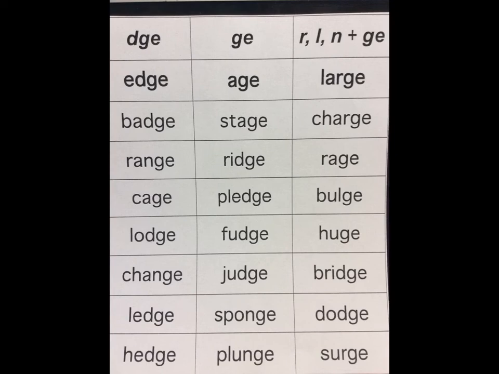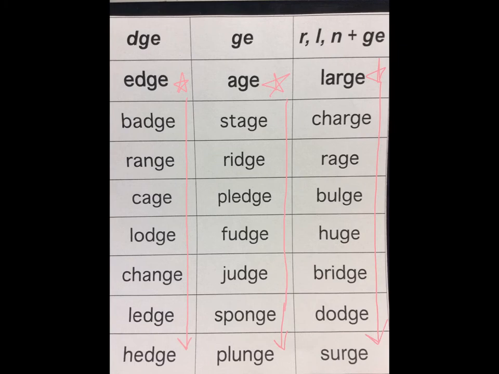So you want to listen very carefully to this video. Our first word in our first column is edge, badge, range, cage, dodge, change, ledge, and hedge. Next column, age, stage, ridge, pledge, fudge, judge, sponge, and plunge. Then we have large, charge, rage, bulge, huge, bridge, dodge, and surge.